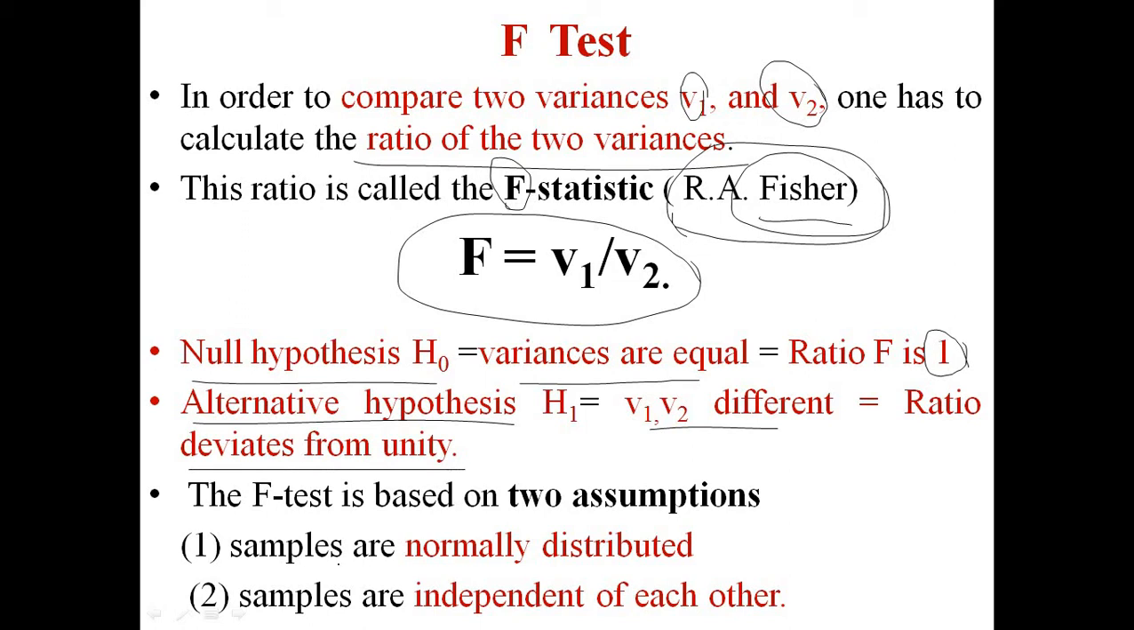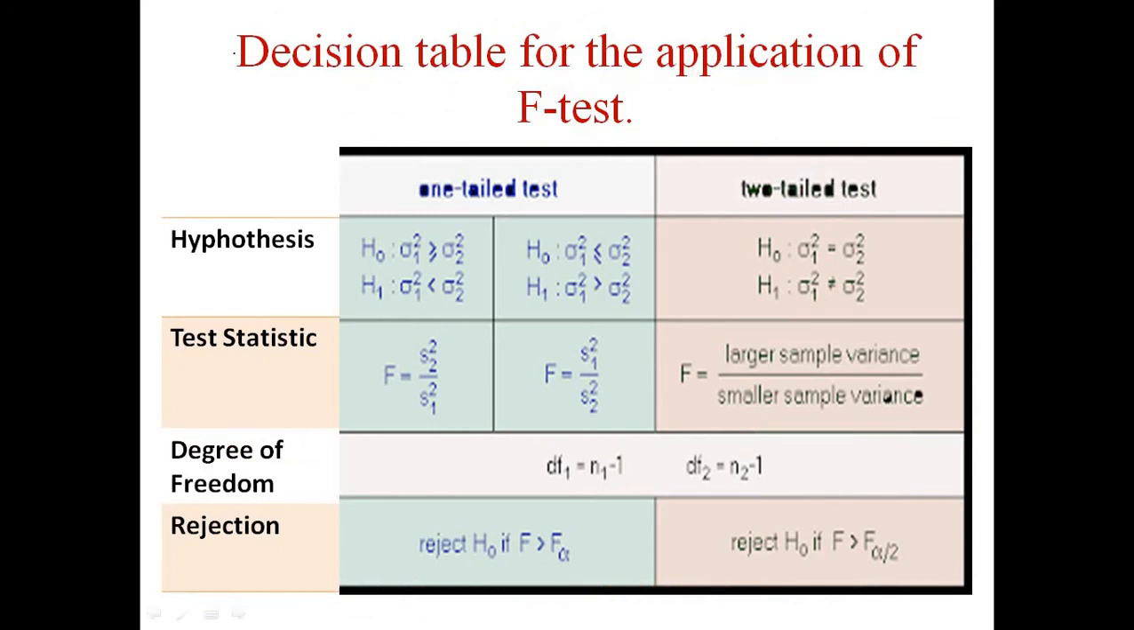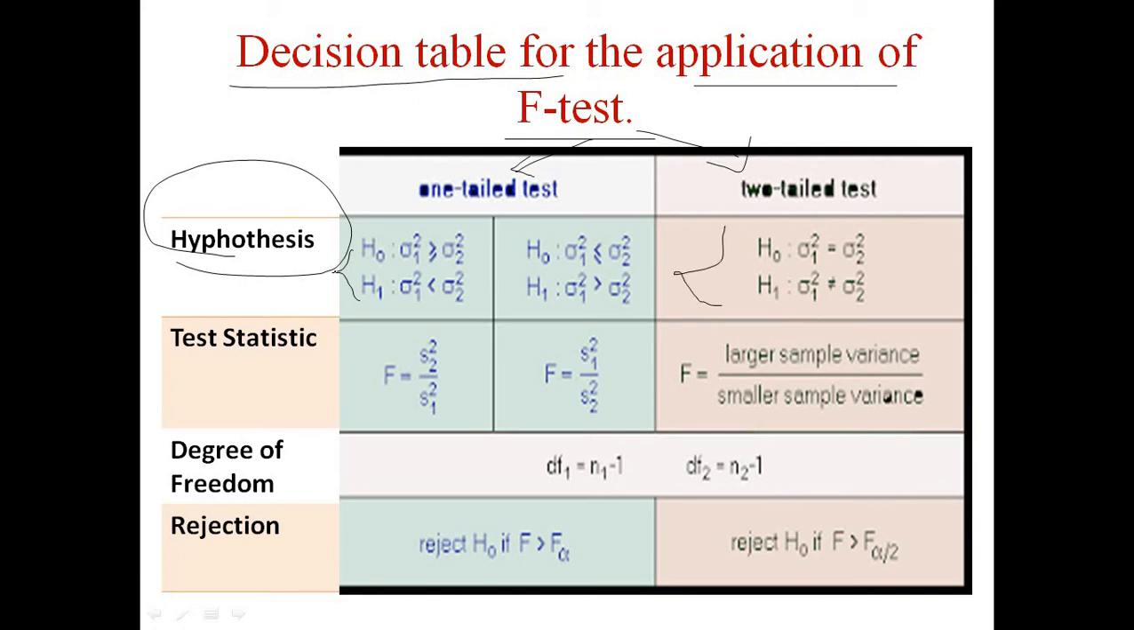This F-test is based on two assumptions. One is that samples are normally distributed, and another is that samples are independent of each other. Now we'll go to the table which can give you more idea about the decision for the application of the F-test. There are one-tailed and two-tailed F-tests. Depending upon that, the hypothesis varies, either null or alternative, so for one-tailed and two-tailed tests we have to use these types of hypothesis.